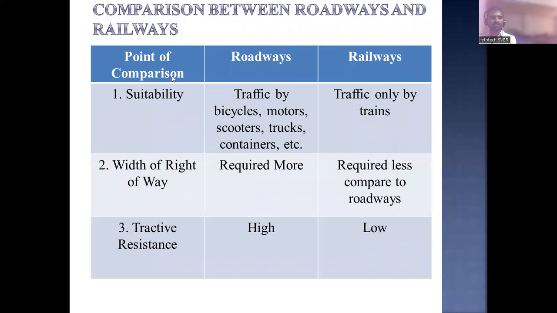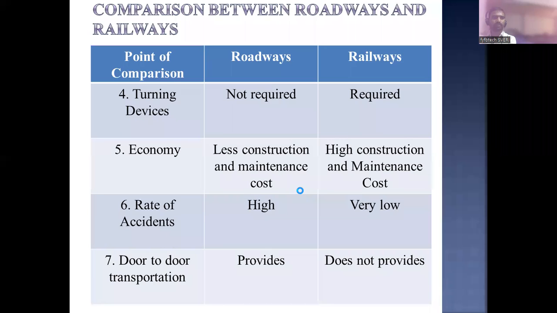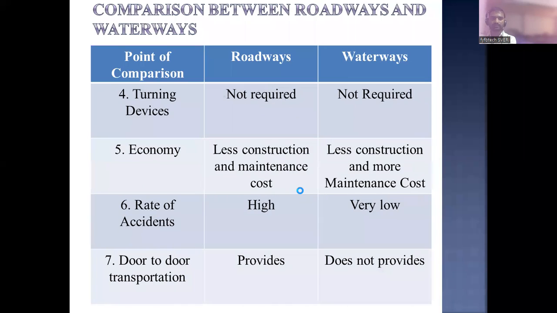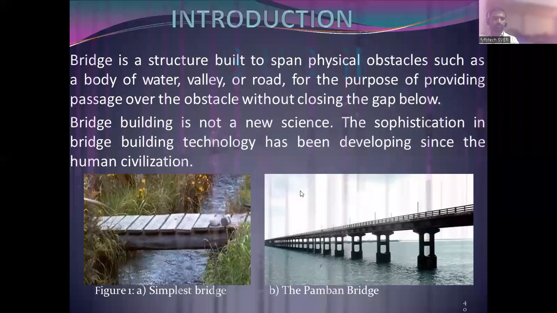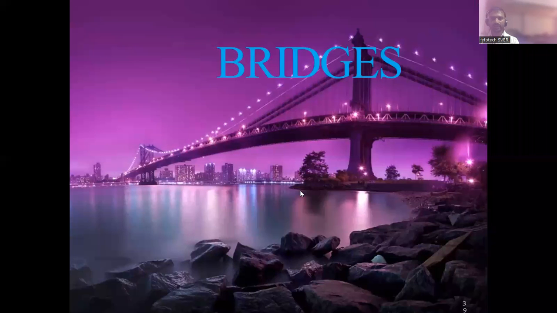So these are all the small comparisons between the roadways and railways. This point we will study in the next class. In the next class we will study the comparison and also bridges. So we'll stop now. We'll continue in the next class.